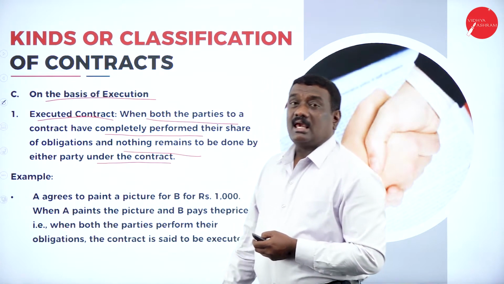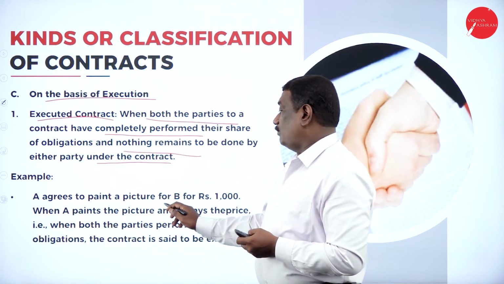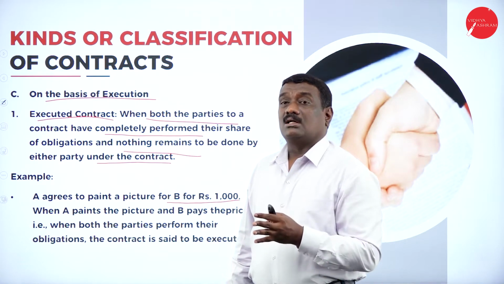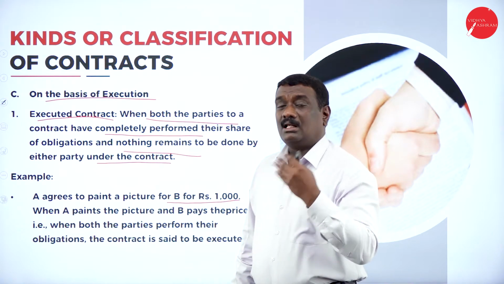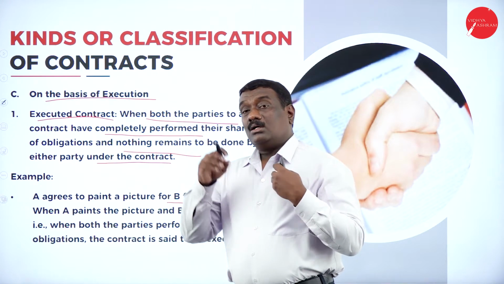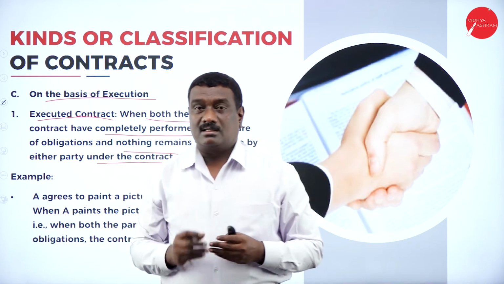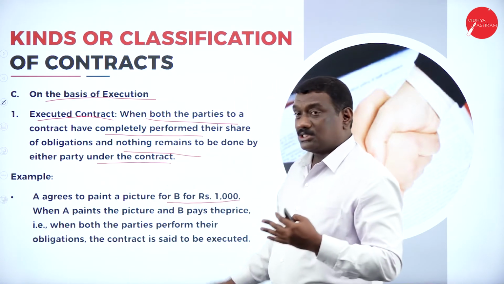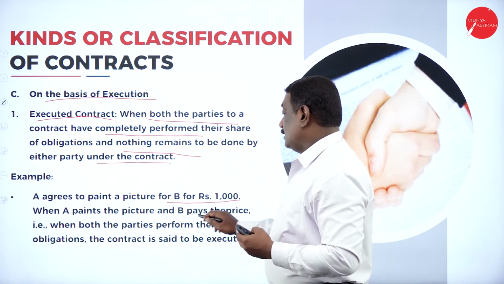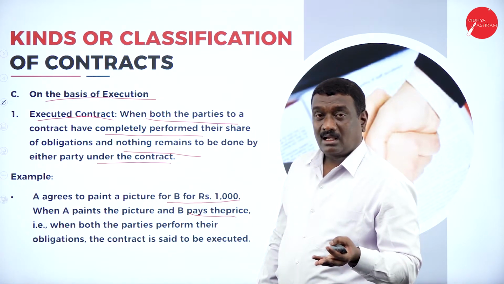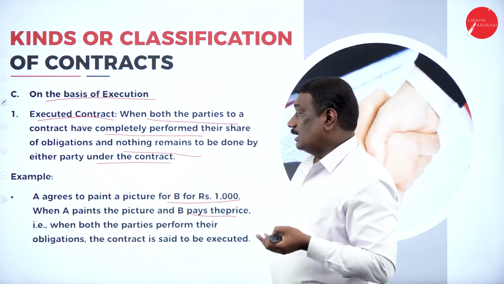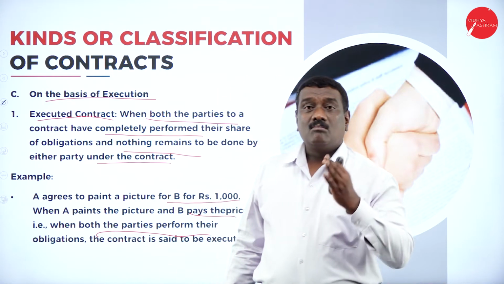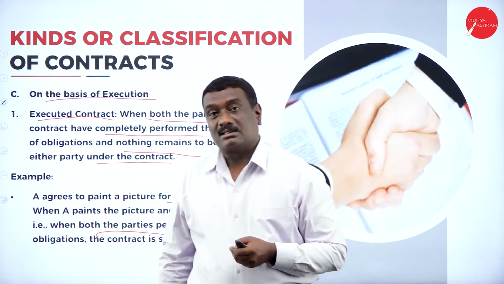Example, you can see here, A agrees to paint a picture for B for rupees 1000. So A is agreeing to paint a picture for B. Like for example, I am A, and I am agreeing to paint a picture for my friend B. When I paint the picture for my friend B, and he pays the price for it, then both the parties have performed their obligations on their part.